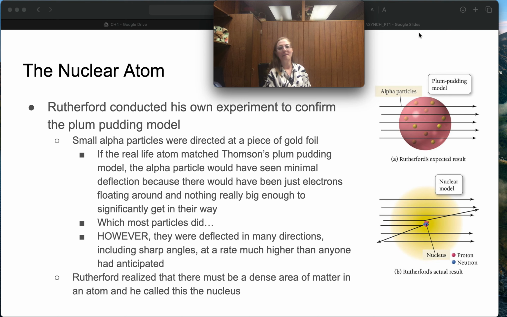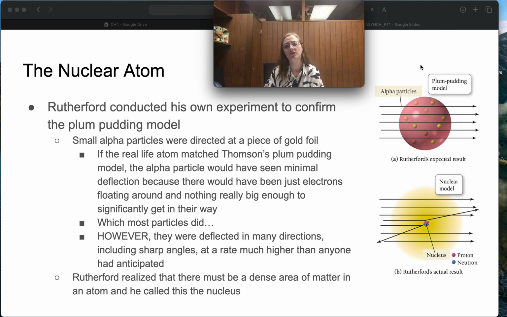So basically, therefore, Rutherford said, plum pudding model must be wrong. I'm not getting what I expected. What else might be in the way? What might be happening here? What can I come up with that could describe the situation better than what the plum pudding model is? So what Rutherford came up with is what we call the nuclear atom.